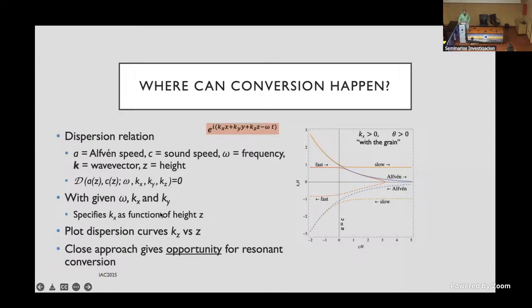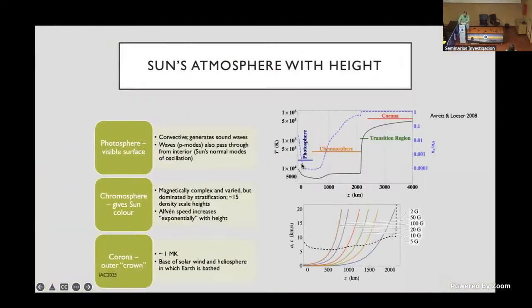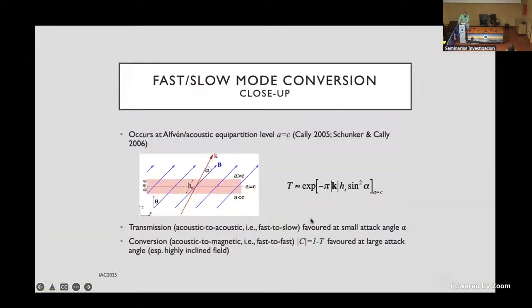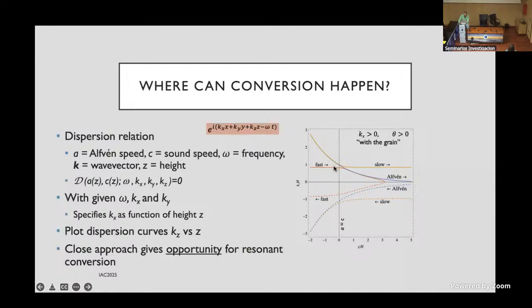So here's a dispersion diagram. I think you all know dispersion diagrams. Omega squared is c squared k squared for sound waves and so on. And you have a more complicated dispersion relation for MHD waves. And you can plot, so here's a diagram. Here's the horizontal wave number, sorry, here's the vertical wave number, and here is the height.